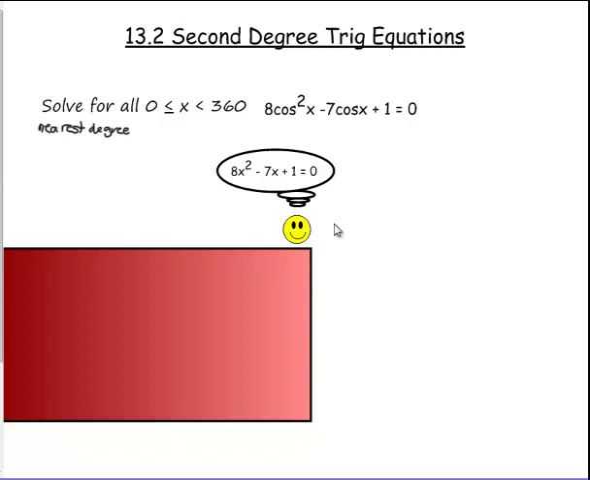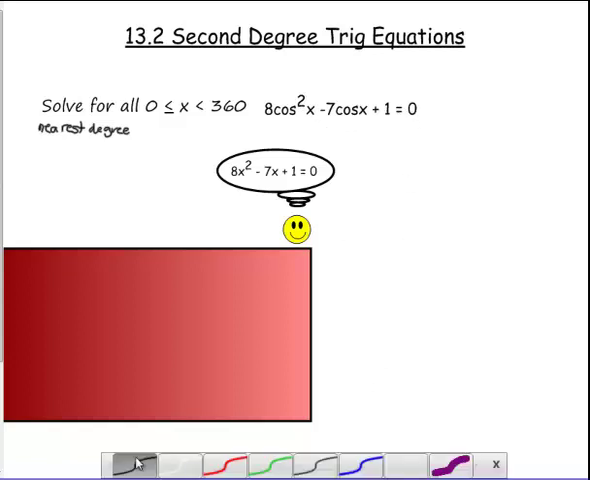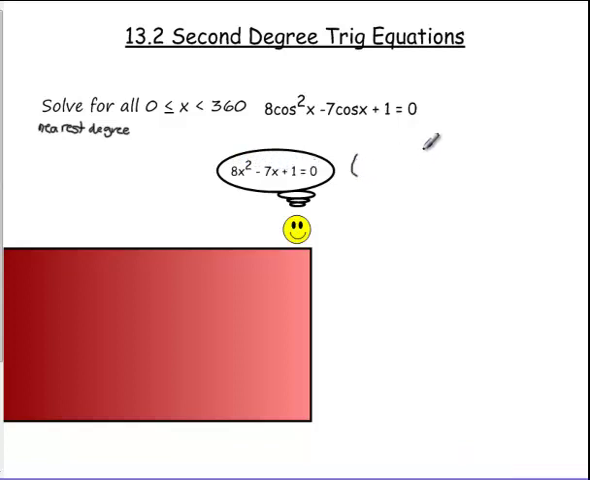And since it's raised to the second power and set equal to 0, that means we're going to have to factor. Some of us may be happy to look at it with no cosines in it, 8x squared minus 7x plus 1, and try to factor it without the cosines in our way. So let's see, 8x, what? I already see a problem. Two things that multiply to 1.